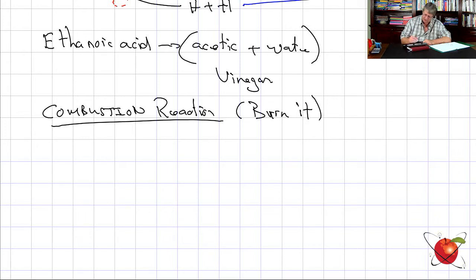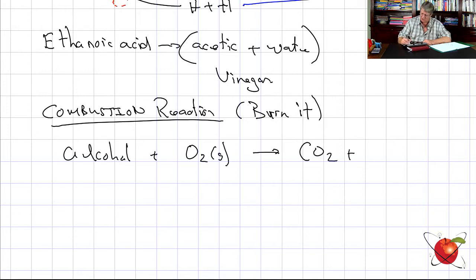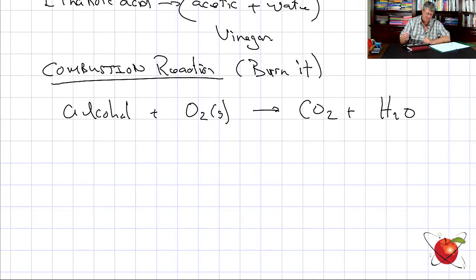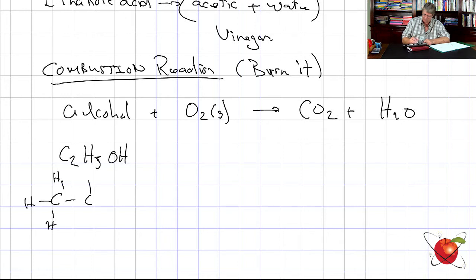Burn it. So if I put in a combustion reaction, alcohol plus O2 gas, okay, combustion, I get CO2 plus water. So if I've got an alcohol, once again, let's take this one. I've got it like this, C2H5OH. All right? What's that? Well, C2, H5, there we go, and OH. It's ethanol again, plus O2, all right? And this is a delta H less than 0, which means it's exothermic.